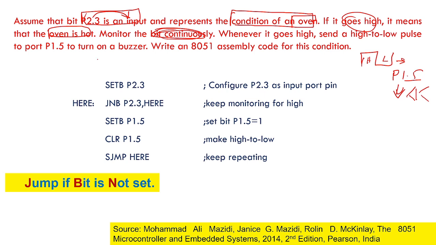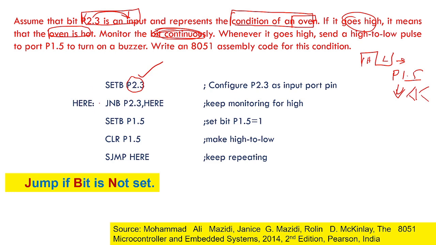First, SETB P2.3. That means I configure port 2.3 as an input port pin. Which port? Second port, third pin. That's why I use SETB. SETB means I configure that specific pin in the specific port as an input. Now we don't know what input we are going to give. If it is 1 or 0, we need to check.